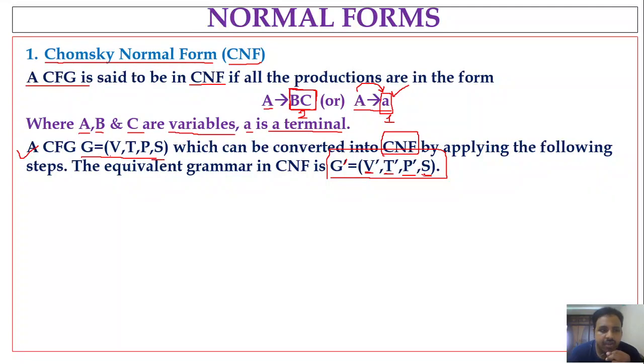So whenever a given grammar CFG is not in CNF, we apply the rules to convert it into CNF. The moment we convert the given grammar G is equal to V, T, P, S into CNF, the grammar will get changed. So the resultant grammar we are representing with G dash: the set of variables will get changed, so V dash, the set of terminal symbols may get changed, and the set of production rules may also change, so that's why P dash.